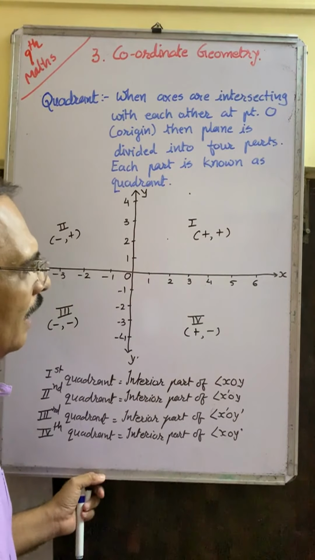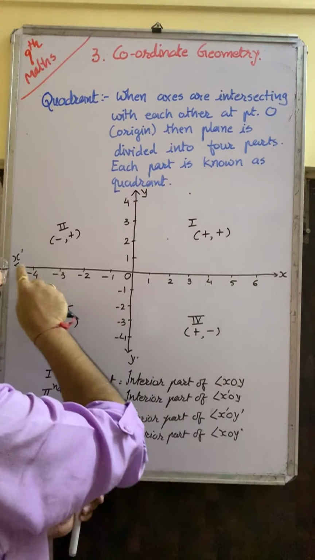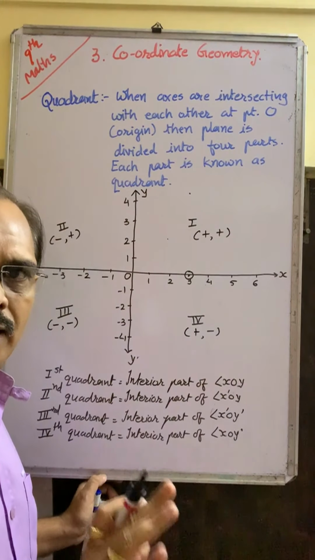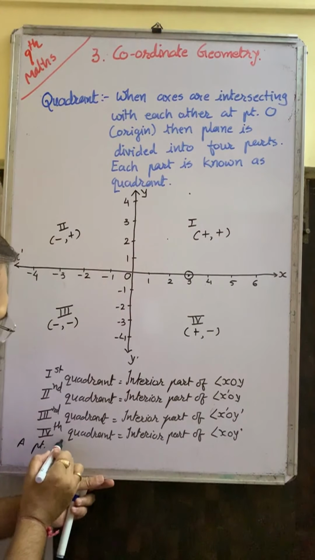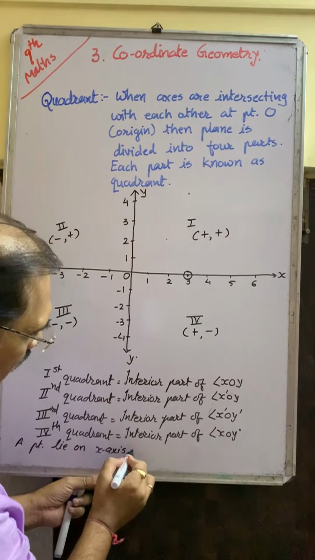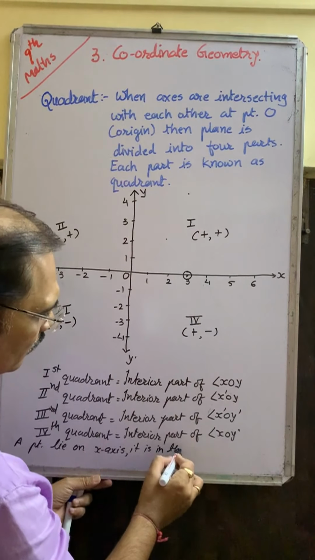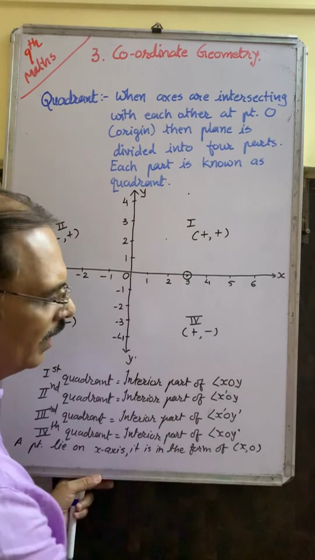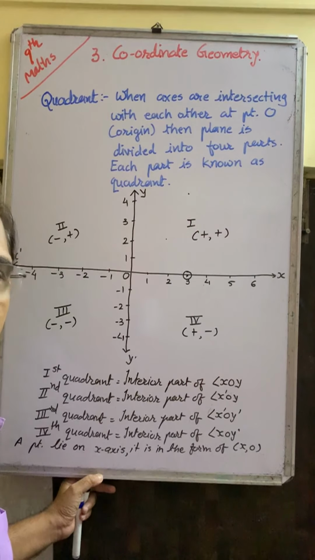Now suppose a point lies on the x-axis, then its coordinate is of which type? If a point lies on the x-axis, suppose here 3, then it has an x coordinate, but the y coordinate is 0. So a point that lies on the x-axis is in the form of (x, 0). The x coordinate is there, that's why it is on the x-axis, but the y coordinate is 0.